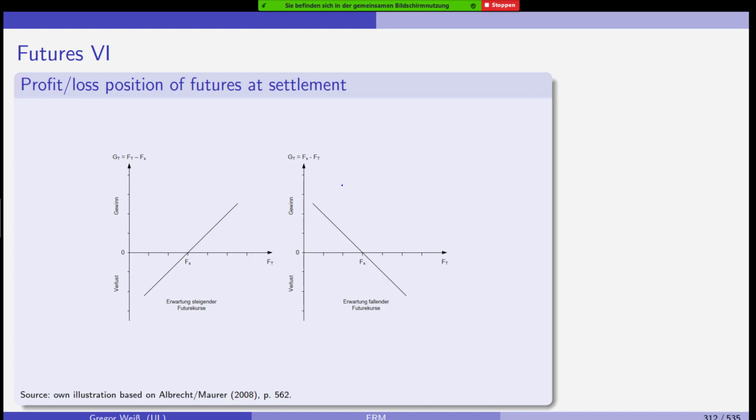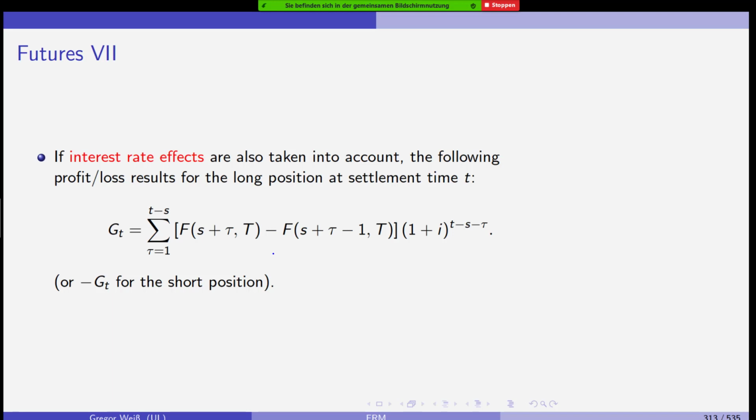Same here at settlement. You can see now you have to look at the futures price S, and this is the futures price in capital T. If you take interest rate into this formula, it gets slightly more complicated, but the only difference is that you now have a compounding effect here at the very end.